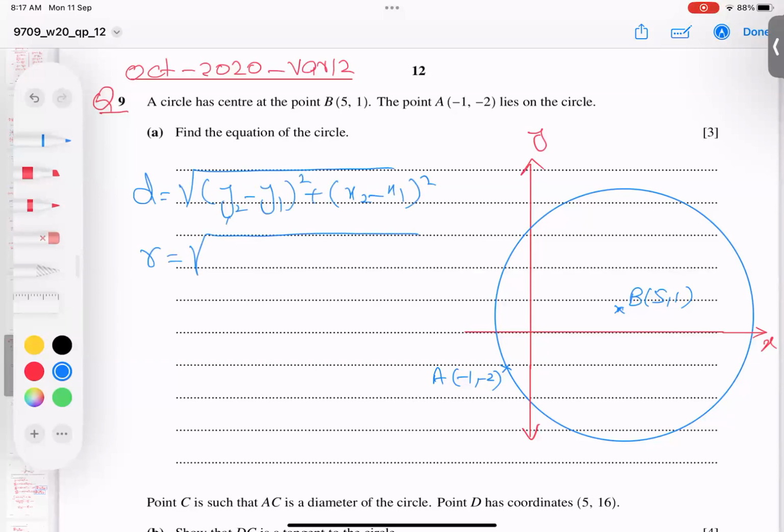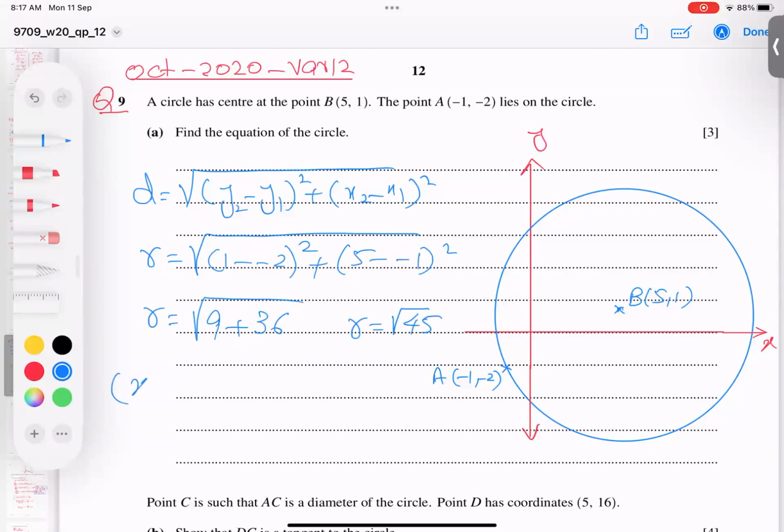Let's apply the formula. Y2 is this, y1 is this, so it means 1 minus, again minus, square. Now x2 minus x1, so 5 minus, again minus. This minus and this minus become plus, so what do I get here? This is 3 square, 9. And 5 plus 1 is 6, square is 36. Total 45. So root 45 is our radius.